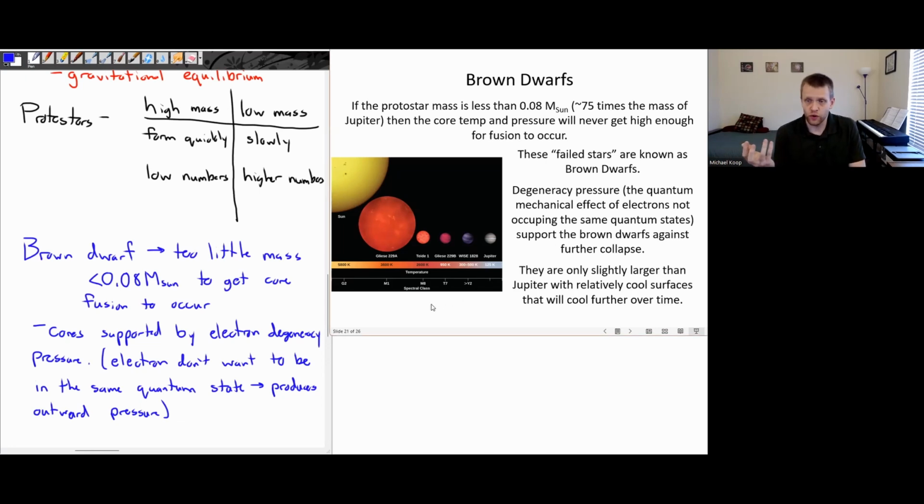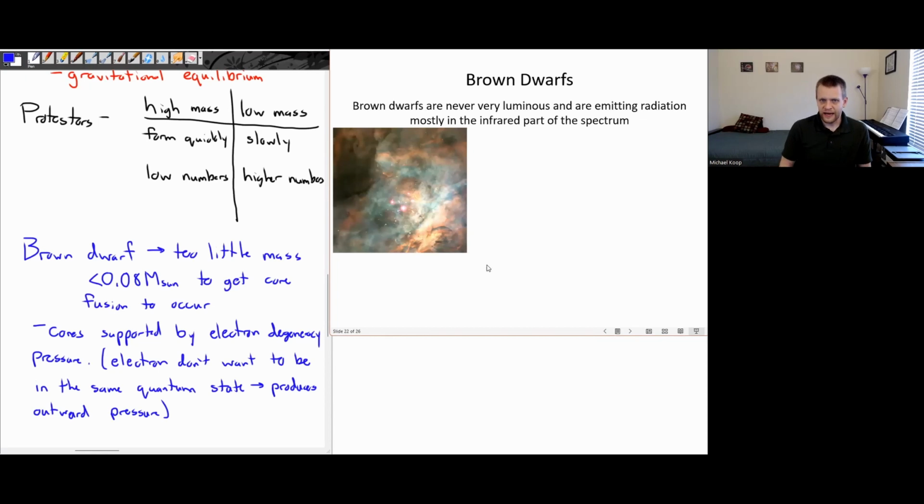These brown dwarfs are only slightly larger than Jupiter, and they have relatively low surface temperatures that will eventually cool down even more over time. Now, these brown dwarfs never get very luminous. Again, they never achieve a fusion reaction. The core is collapsing and heating up, and eventually it just can't really collapse anymore. The core is supported by this electron degeneracy pressure. There's no more energy production, so it's just radiating away that last little bit of energy and never gets very luminous, never gets very hot either.